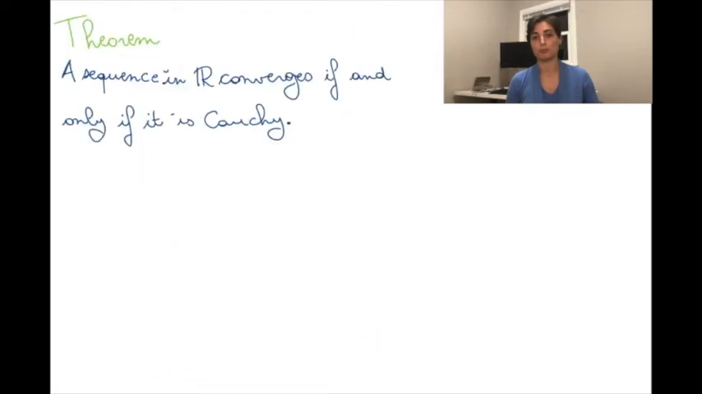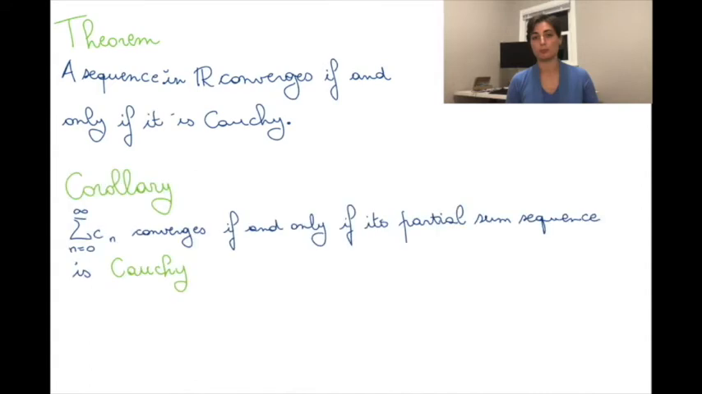So there is a theorem that when you're looking at a sequence in the real numbers, the sequence converges if and only if it is Cauchy. Corollary: a series converges if and only if its partial sum sequence is Cauchy itself. We have seen that they're connected.